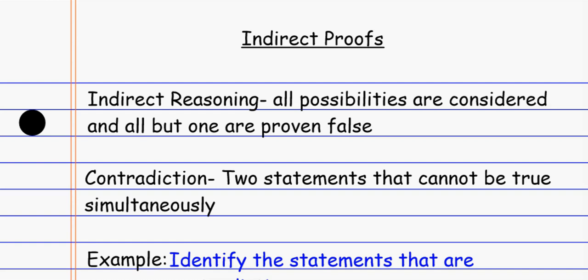And so if we're trying to prove something indirectly, I have to show that everything else is false. I do that by making contradictions. Once all the contradictions add up to all these things being false, whatever I'm left with is the thing that has to be true by process of elimination. That's the idea behind indirect proofs. So let's talk about contradictions first.